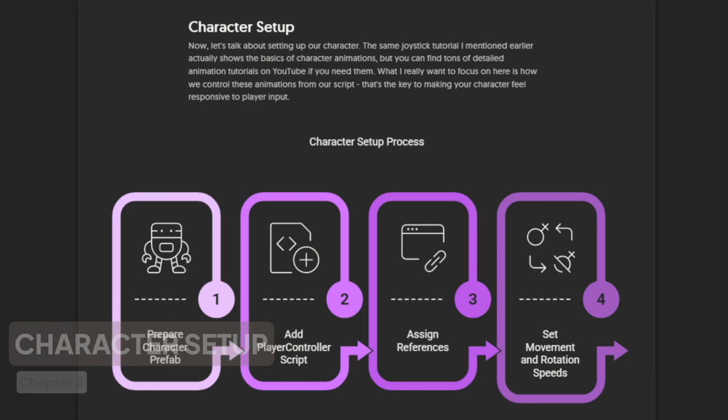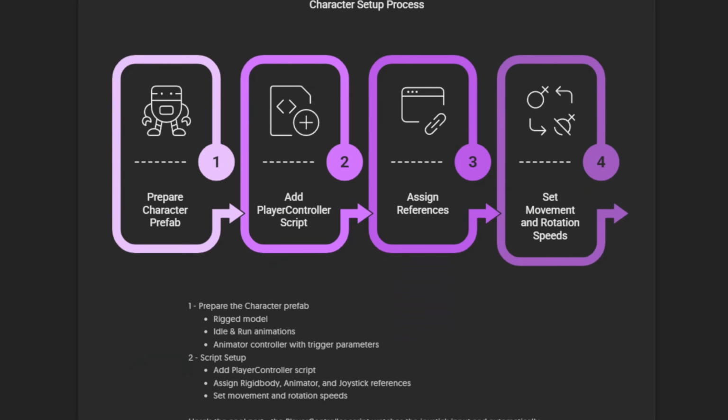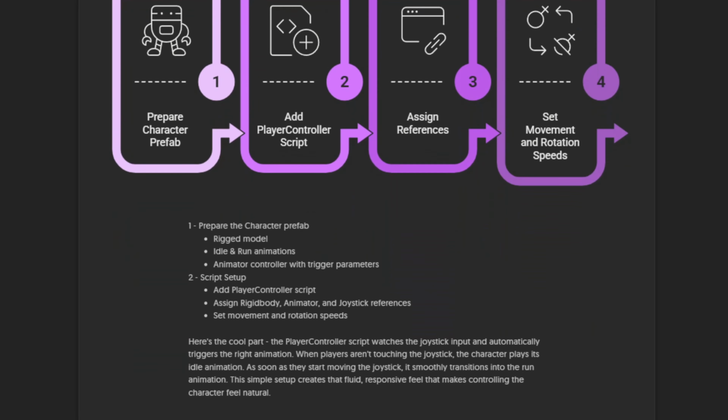The same joystick tutorial I mentioned earlier actually shows the basics of character animations, but you can find tons of detailed animation tutorials on YouTube if you need them. What I really want to focus on here is how we control these animations from our script. That's the key to making your character feel responsive to player input. Setting this up was pretty straightforward.